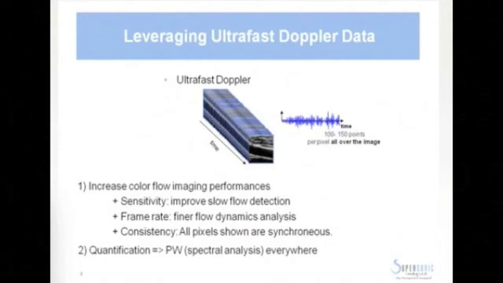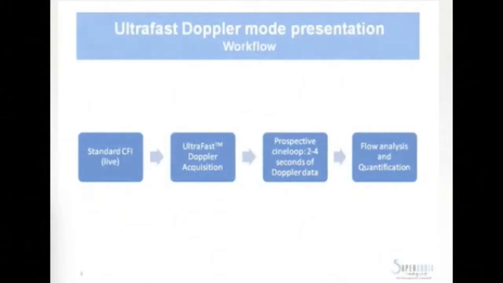Second, perform quantification everywhere. You can select anywhere in the area where you want to do full Doppler analysis, and you compute a spectrum. So here, a bit more detail on how the mode works. You are in conventional CFI live, you scan, you locate an area of interest, you launch an ultrafast Doppler acquisition, you press a button, and a prospective cine loop will be acquired that contains 2 to 4 seconds of Doppler data. This is stored in the system, and you can perform your flow analysis and quantification on this data.